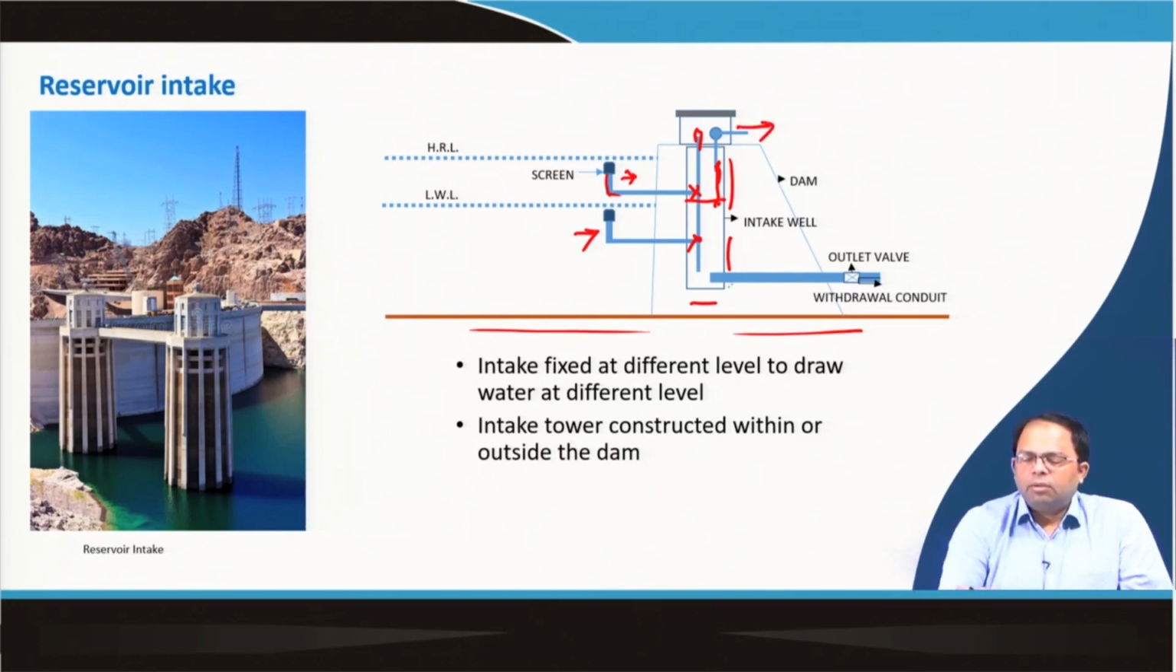And for cleaning of this particular sump well, at certain intervals, we have a withdrawal conduit like over here. There is an outlet valve. Using this, we can also clean this particular well. So, this is how our reservoir intake is designed. The intake tower is constructed within the reservoir in this particular case, and it could also be outside the reservoir. As you can see in this image, it is outside the reservoir. The intake points are fixed at different levels to draw water at different levels, this is low water level, this is high river level, so this is the high water line. So, in different seasons we will use different intakes to draw water.